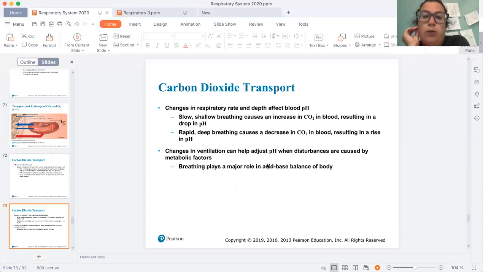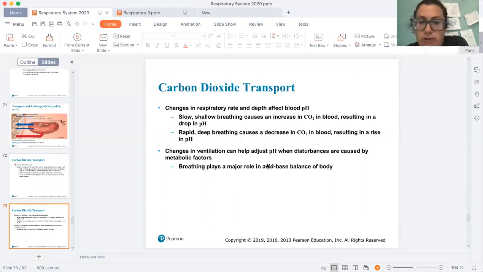So if we do shallow, slow breathing, we're actually going to increase the amount of CO2 in the blood, and we're going to see a drop in pH, because there's more CO2 present to react with the water. The water then makes a weak acid, which makes more hydrogen ions. But when we're hyperventilating, doing rapid deep breathing, we are causing a decrease in the carbon dioxide, which will raise the pH. So if we're hyperventilating, remember that's going to raise the pH.